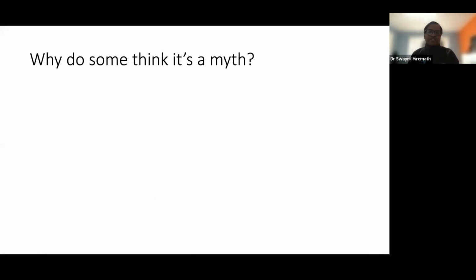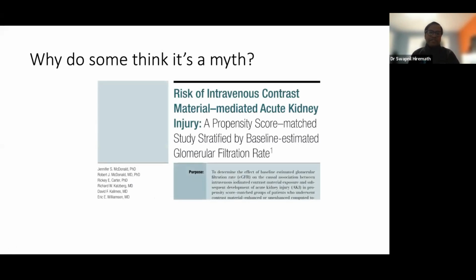It's because of these large studies that have been published. This was one of the big ones from Jennifer McDonald at the Mayo Clinic. They did a very, very large study with thousands of patients, and they did propensity score matching. So they took patients who got a contrast scan, and patients who did not have any contrast, and they looked at the risk of AKI.